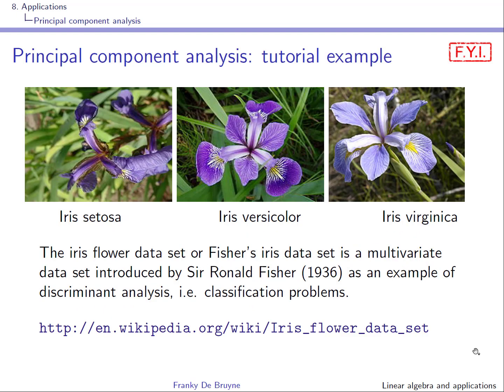The data set that we'll be using is Fisher's iris data set. It's a data set of 150 measurements that have been made on 3 types of iris flowers: Iris setosa, Iris versicolor, and Iris virginica. It was measured in 1936, and it's often used in classification problems. If you want more information, you can have a look at this link on Wikipedia.